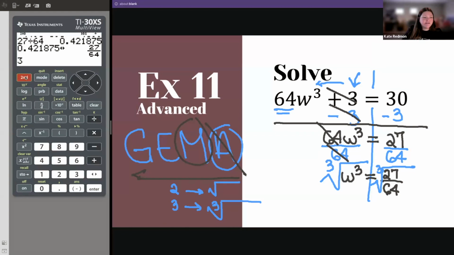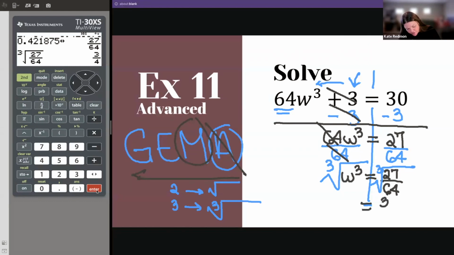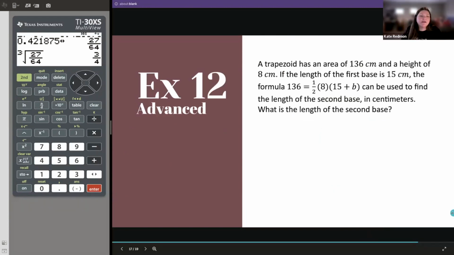It's in green, so I'll hit second, and then I'm going to hit that caret button and see how that 3 went up in the sky. And I'm going to put the fraction inside, 27 on the top, 64 on the bottom, and I get a very nice fractional answer. So the cube root of 27 over 64 is 3/4. And on this side, cube and cube root cancel, leaving me with just w. And now w is alone. 3/4 is the correct answer.